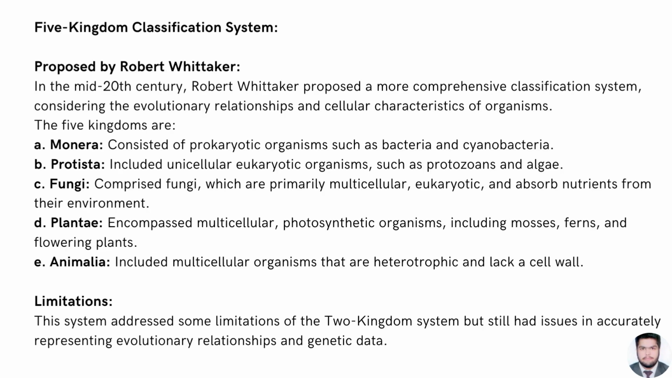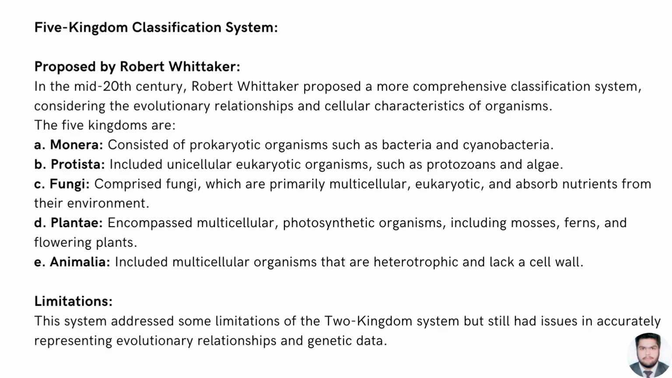Five kingdom classification system proposed by Robert Whittaker in the mid 20th century. Robert Whittaker proposed a more comprehensive classification system considering the evolutionary relationships and cellular characteristics of organisms. The five kingdoms are Monera, Protista, fungi, Plantae, and Animalia. Monera consisted of prokaryotic organisms such as bacteria and cyanobacteria.